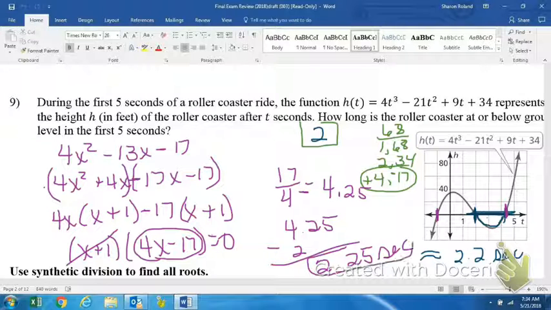Okay, this is the exact answer. When we were guessing, we were pretty close. So you can get the answer, you can estimate the answer pretty accurately.